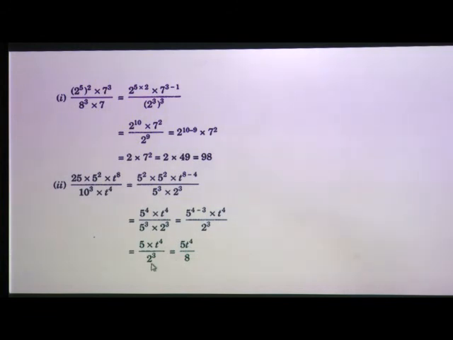Here you know 2 cubed is nothing but 8. So, you can write the last step as 5t raised to the power of 4 upon 8. So, by using all these laws, it is very easy to simplify. First you have to write in a simple expanded form when we do not have it in exponential format.